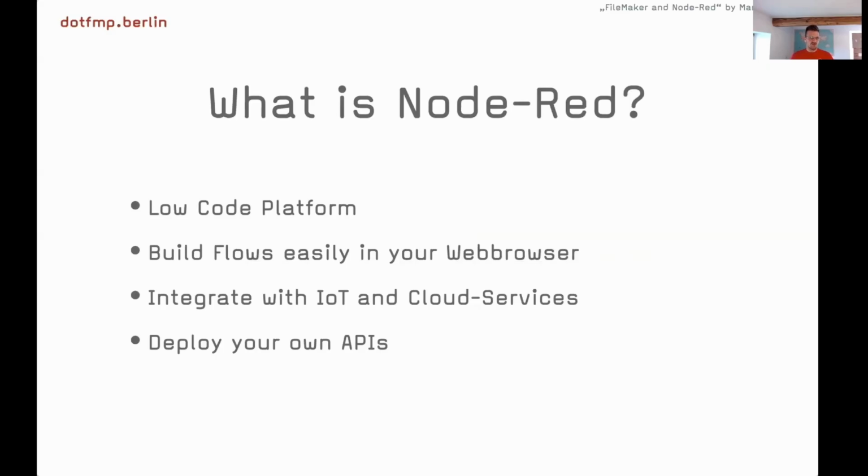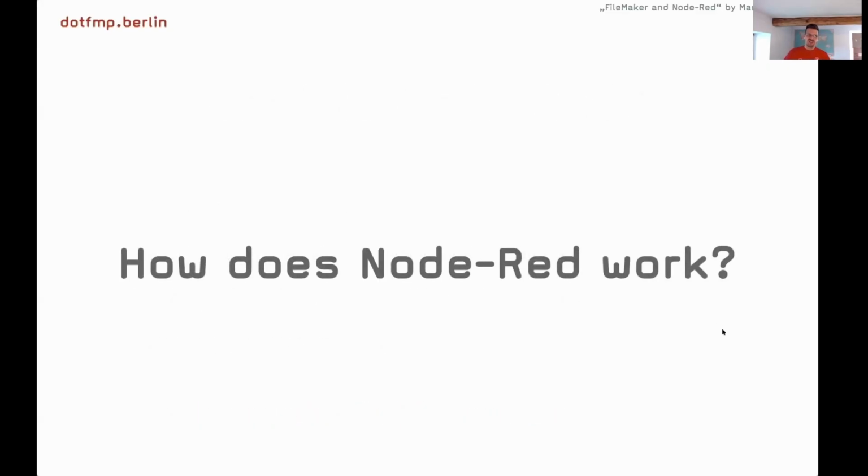What is Node-RED? It is a low-code platform. It lets you build flows easily in your web browser. And the main part of it is that it integrates very easily with IoT and cloud services. And you could even deploy your own APIs, very simply. We saw that yesterday: in less than a minute, we deployed a REST interface and accessed FileMaker. And of course, today we are in the RESTful room again, so that makes sense with Node-RED.